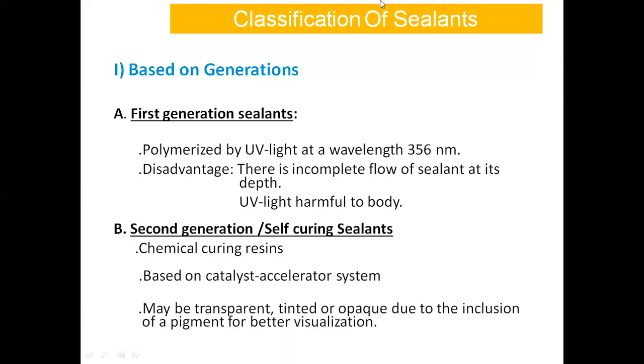Then we can classify these sealants based on generations. In the first generation, we use UV light with a wavelength of 356 nanometers. But the disadvantage of ultraviolet light, as you know, is that it is harmful to the body, and there is also incomplete flow of sealant to the depth of the pits and fissures. So a second generation was developed, known as self-curing sealants, which are chemically curing resins based on a catalyst and accelerator system. They can be transparent, tinted, or opaque due to inclusion of a pigment for better visualization.